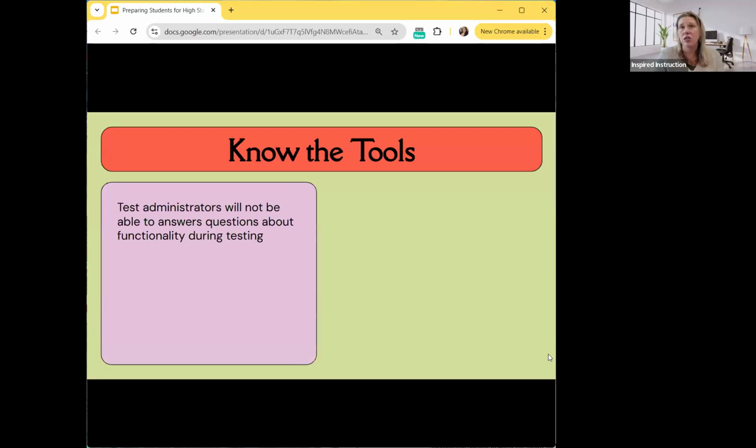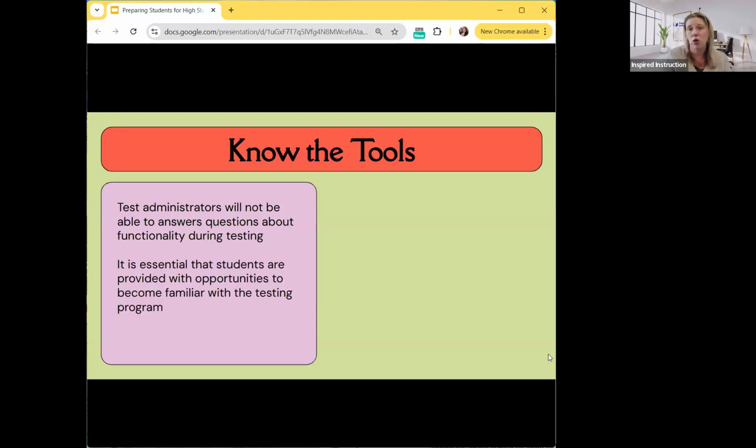So keeping in mind that during the actual assessments, test administrators are not allowed to help kids. So if they don't understand how to click an answer or where to put the essay or things like that, you can't help them during testing. So it is really important that they know what they're doing and how to do it way ahead of the test. So we want to make sure that we are providing students opportunities to become familiar with the actual program, whatever it happens to be, Pearson or whatnot.